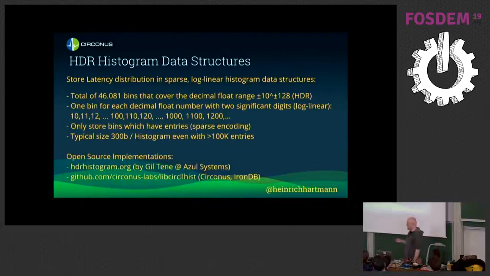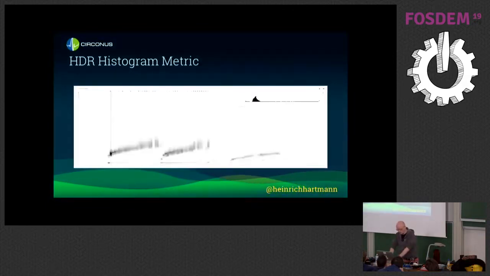And in this way, we can get away with very low storage requirements and a very broad range of data coverage. We can basically cover the whole float range from 10 to the plus minus 128 with 46,000 bins, and still just use 300 bytes per histogram. So it's a metric, but it stores much more than just a single value. It stores the full distribution. And so this is how it looks.